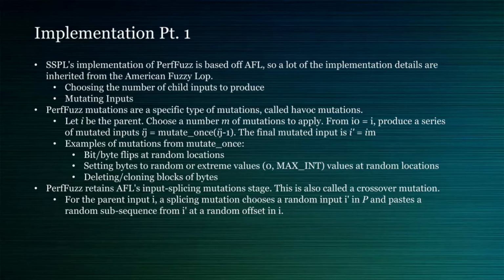PerfFuzz retains AFL's input splicing mutation stages. This is also called a crossover mutation. For parent I, a splicing mutation chooses a random input I prime in big P and pastes a random subsequence from I prime at a random offset in I. Crossover mutation only really runs when PerfFuzz has not recently found a new worthwhile input. So basically it's a last resort for PerfFuzz. It usually doesn't use it because PerfFuzz is really good at what it does. But it has it there just in case, all best laid plans.